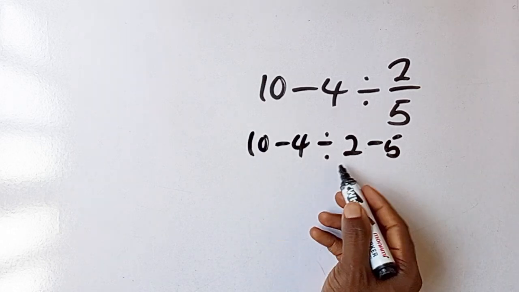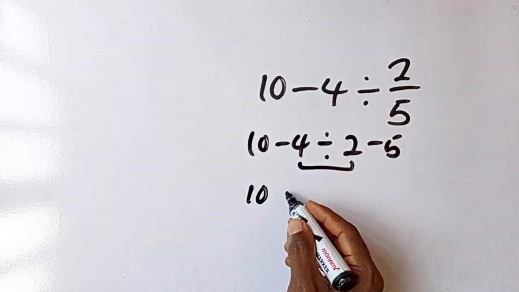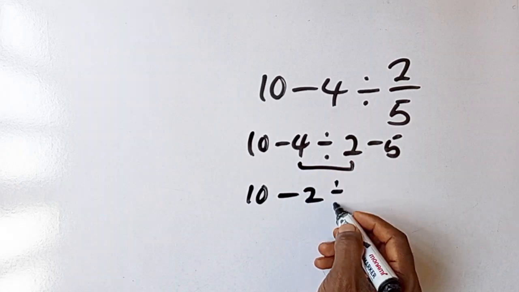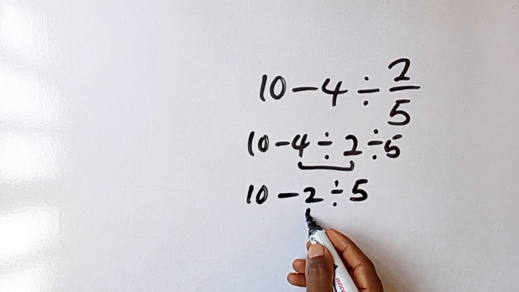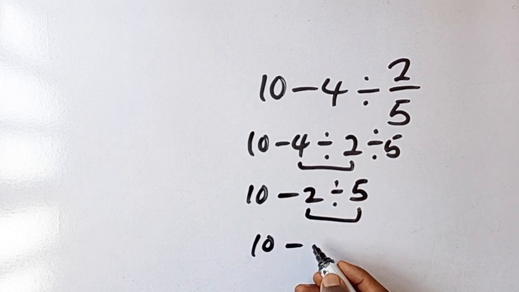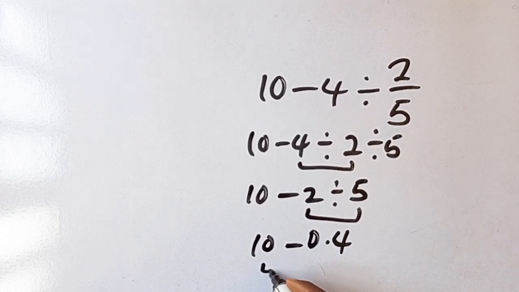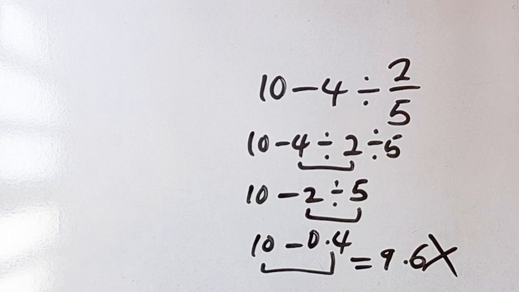So you go ahead to do this division first, which is 10. 4 divided by 2 is going to give us 2 divided by 5. Now, 2 divided by 5 is 0.4, so 10 minus 0.4. This is going to give us 9.6, right? And this answer is not correct.